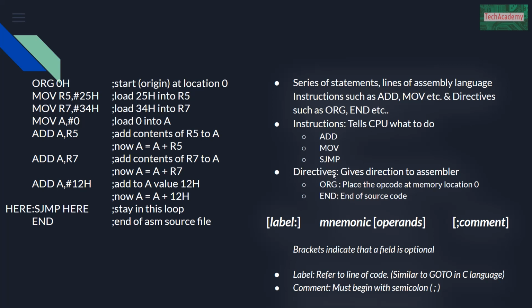Similarly, directives give direction to the assembler. For example, org gives the direction to the assembler to place the opcode at memory location 0. So org 0h is the first directive, which is used at the beginning of the program.